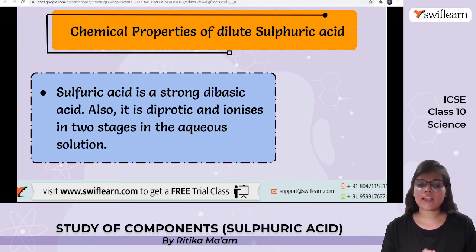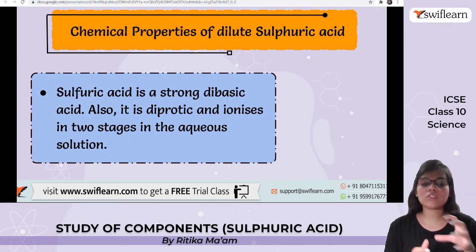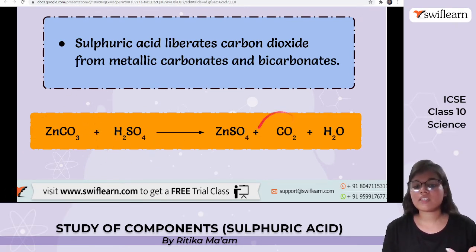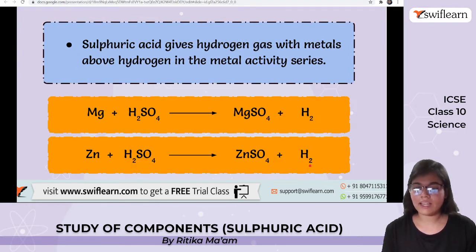So sulfuric acid is a strong dibasic acid. It is diprotic and ionizes in two stages in aqueous solution. Next, sulfuric acid gives out carbon dioxide from metal carbonates and bicarbonates. Here we are taking the metal carbonate, and it is liberating carbon dioxide gas.